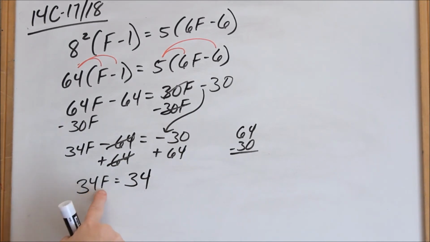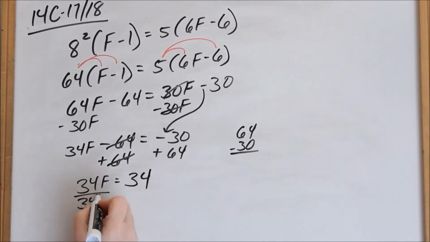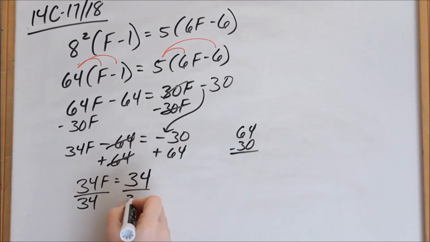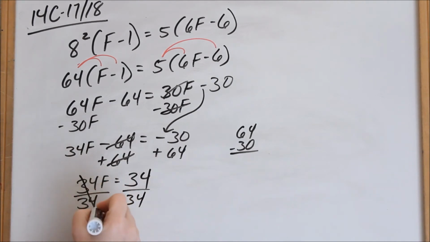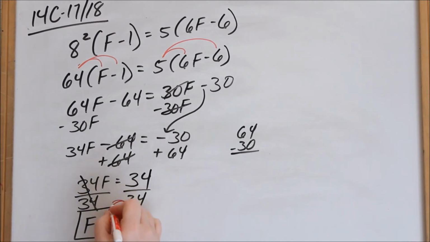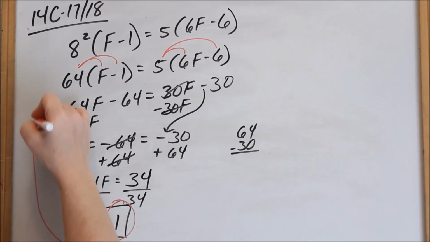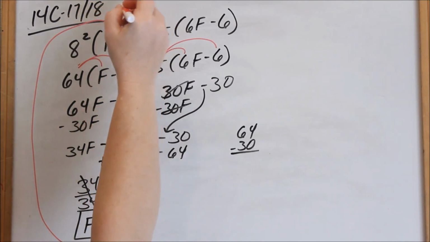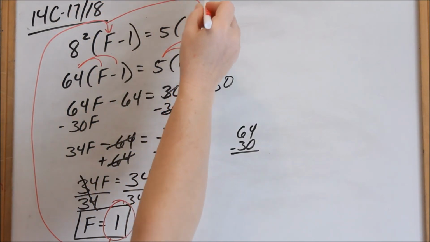This means 34 times F. So the opposite of multiplication is division. So I need to divide this to get it to go away. You have to do it to both sides. 34 divided by 34 cancels to be 1F or just F. 34 divided by 34, 1. Positive 1. So now we check it. So checking it means taking this and putting it into the original equation everywhere you see an F. So we put it there and we put it there.